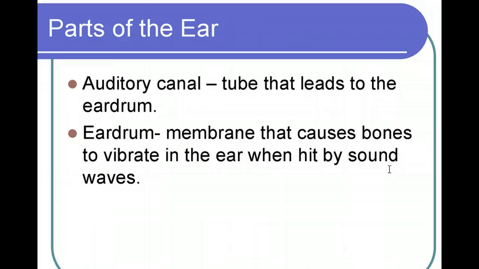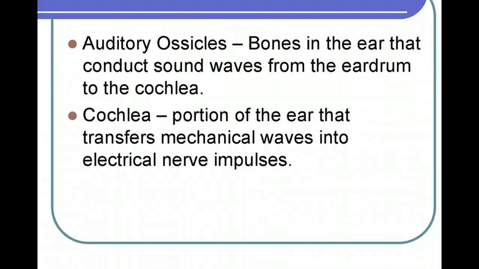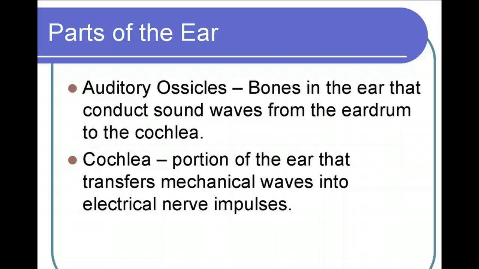So sound waves first get there by traveling through the auditory canal to the eardrum, and then when sound waves reach the eardrum, it vibrates, which then causes the bones in the ear to vibrate. The bones in the ear that vibrate are called the auditory ossicles. The definition of the auditory ossicles are bones in the ear that conduct sound waves from the eardrum to the cochlea.